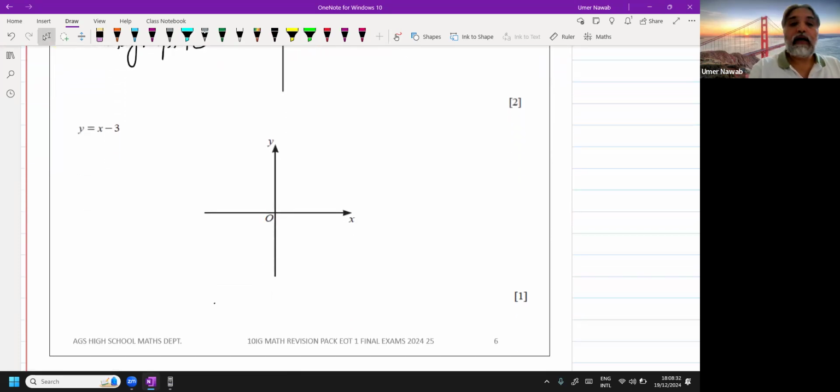Next is a linear graph. And you all remember the constant is called y-intercept.